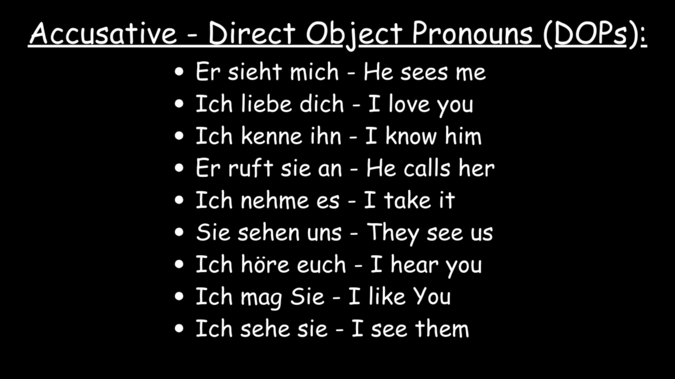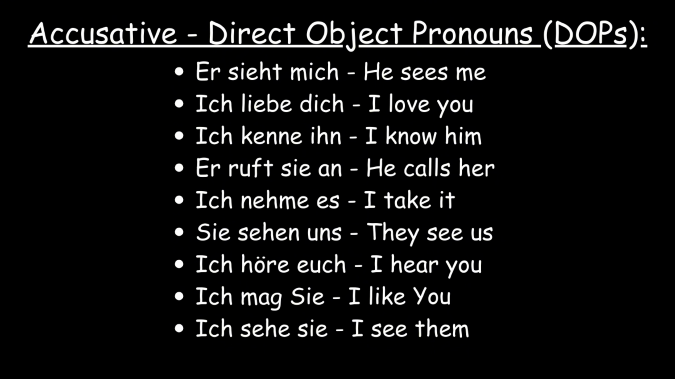Let's have basic phrases that work with accusative verbs. Sieht mich. Ich liebe dich. Ich kenne ihn. Ruft sie an. Ich nehme es. Sie sehen uns. Ich höre euch. Ich mag sie. Ich sehe sie. This is how German direct object pronouns work in context.